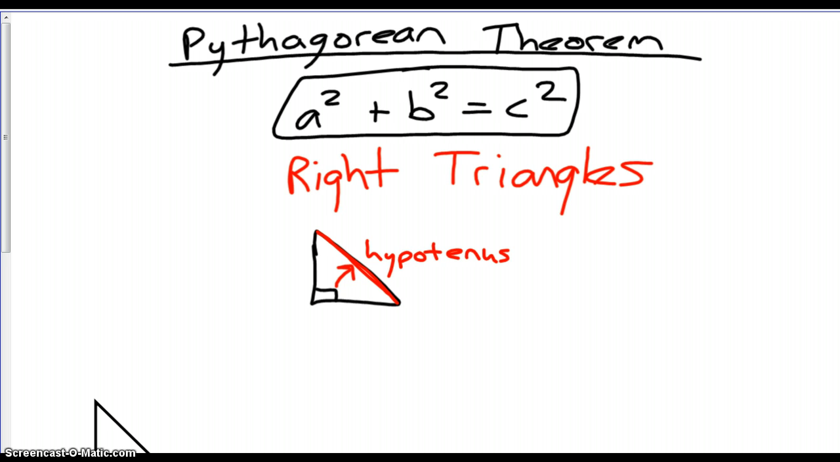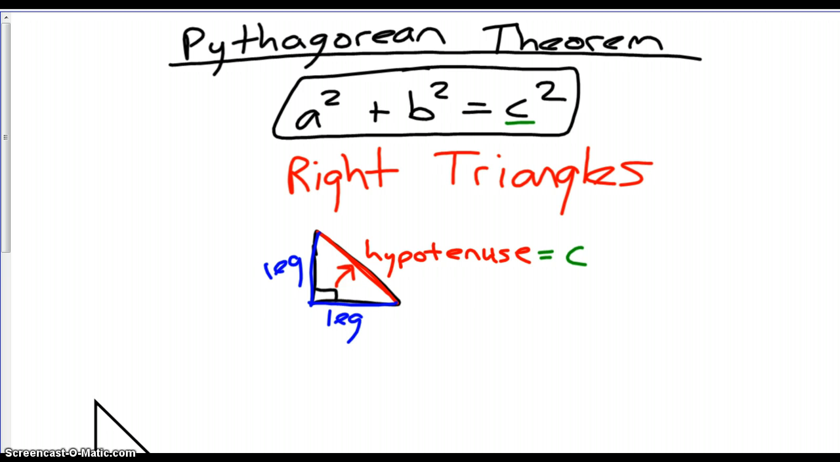It's the most important side, and we'll find out why here in a few seconds. The other two sides, they don't have to be the same, but they're called the same thing. They're legs. And those are the two sides that form the right angle. The reason the hypotenuse is important is because the hypotenuse correlates to C in our equation. And the two legs are interchangeable. They can be A or B.